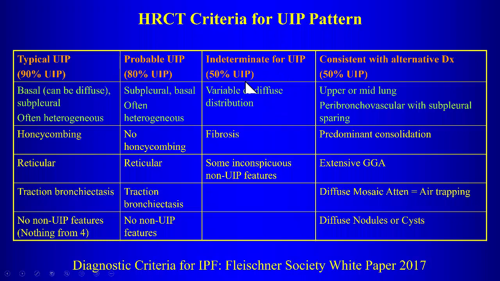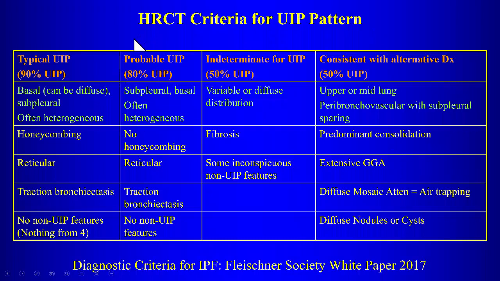Indeterminate, now only 50% will have UIP, but it's not good enough to give them a diagnosis, at least on imaging, of IPF or UIP. And consistent with an alternative diagnosis, even if you have some of these other things, extensive ground glass opacities, nodules and cysts, air trapping, up to 50% can still have a UIP pattern on biopsy, right? So we're not very good at making the diagnosis in these cases. So that's why we want to concentrate on this end.